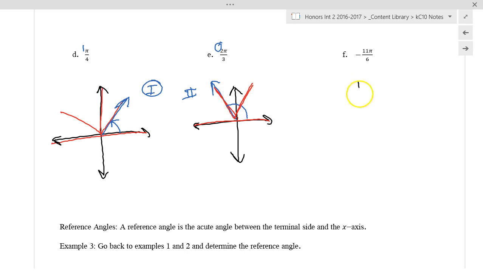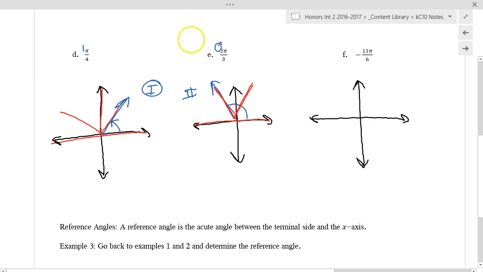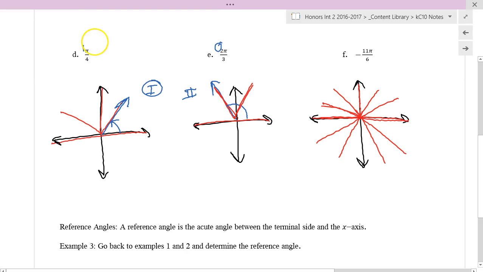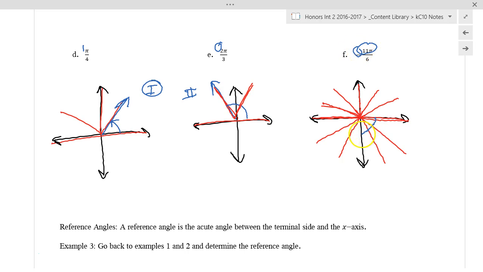Negative 11 pi over 6. And I'm going to take this first, just the top half, and cut it into 6. Here the y-axis does count. Okay. And then I am going to extend that into the bottom. And then I'm going 11 of them, and it's negative. So 1, 2, 3, 4, 5, 6, 7, 8, 9, 10, 11. I get to this line. There is negative 11 pi over 6.